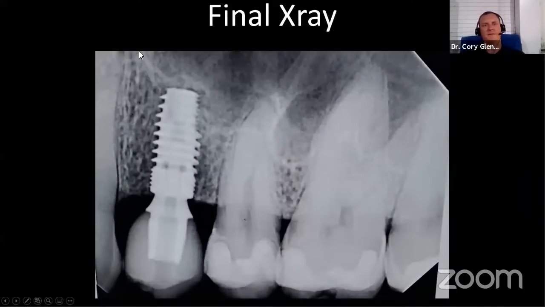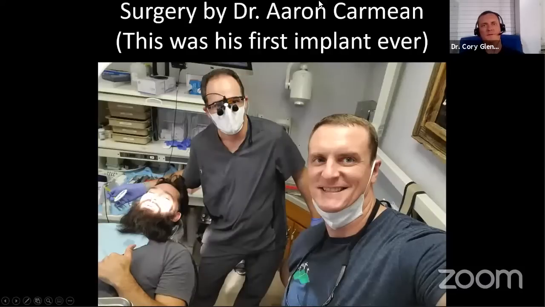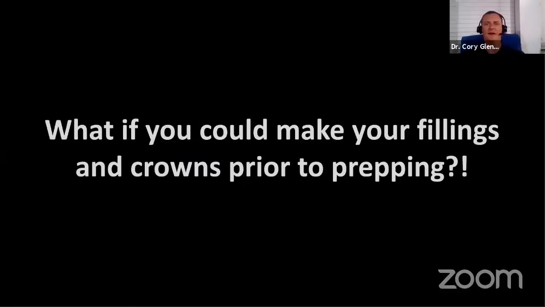There's the final x-ray. You can see the sinus was right here and it's kind of radiolucent, but there's a bit of bone over the apex of the implant here. And that's what this material looks like on an x-ray. So a really neat workflow. And again, all credit for this one is to Dr. Aaron Carmine. And this was his first implant, which again, is pretty impressive.